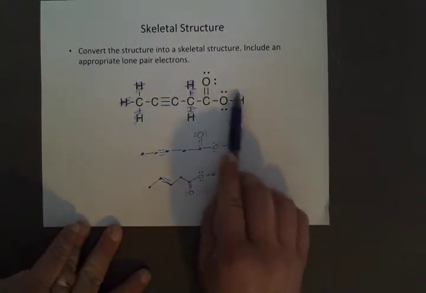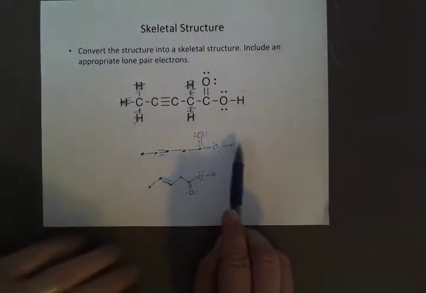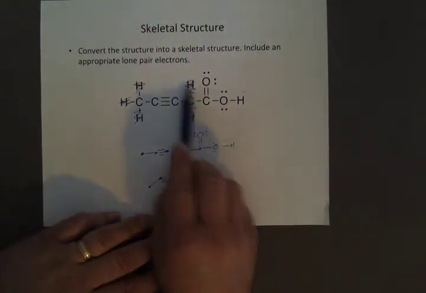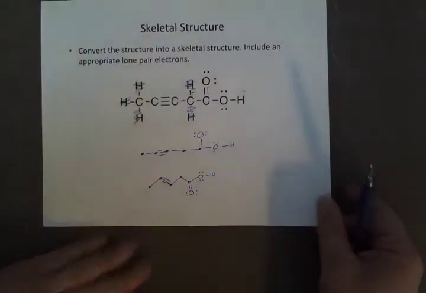Now, notice that I didn't get rid of that hydrogen there, because if the hydrogen is not on a carbon, you still have to show it. Just the ones off the carbon. There you go. So don't forget the lone pairs in there.